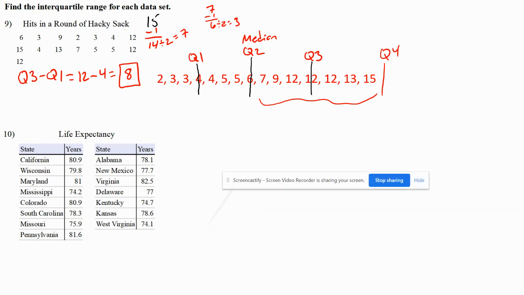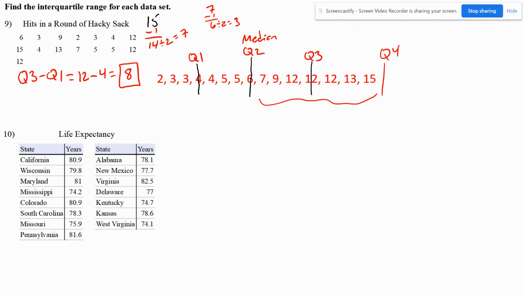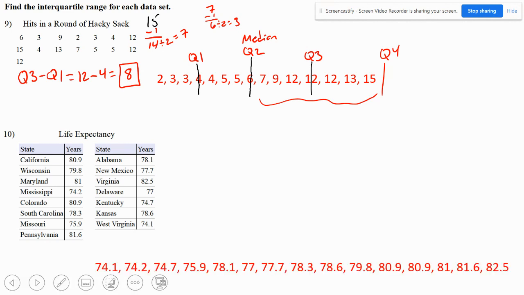All right, let's take a look at example number 10. Let me put my numbers in order from small to large. I count how many numbers I have, and there are 15 of them. 15 is not an even number. Let me subtract 1 to make it even. Now I know that 14 divided by 2 is 7. So I'm going to draw a line such that I have 7 numbers on each side. And that's my quarter two, or median.